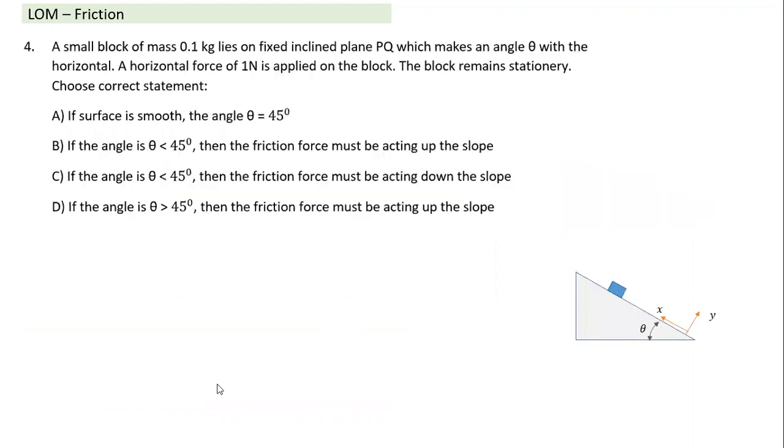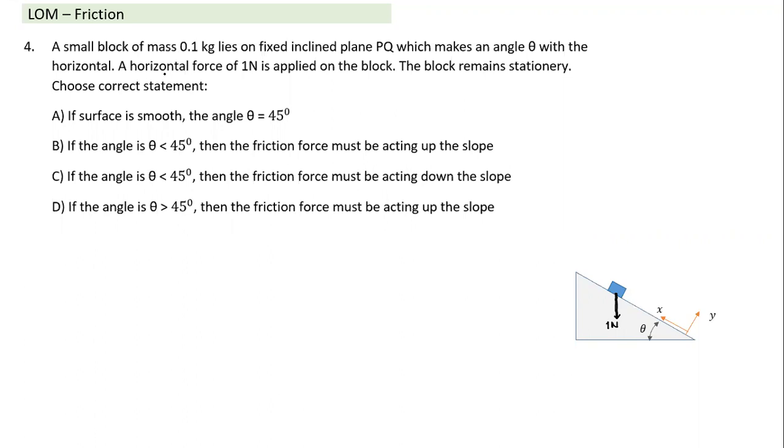The next question is a more qualitative question to make you understand. A small block of 0.1 kg lies on a fixed horizontal plane. If the mass is 0.1 kg, the gravitational force acting is 1 Newton. If nothing else was there, if the surface was smooth, it would start sliding down.